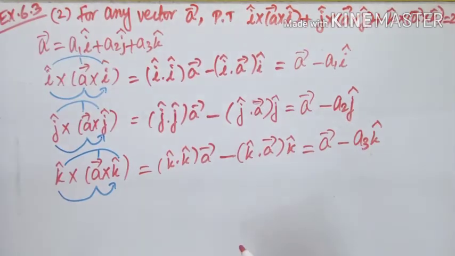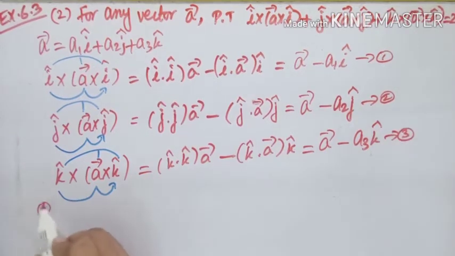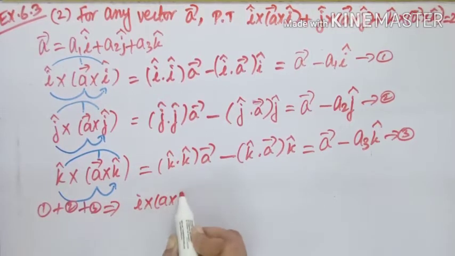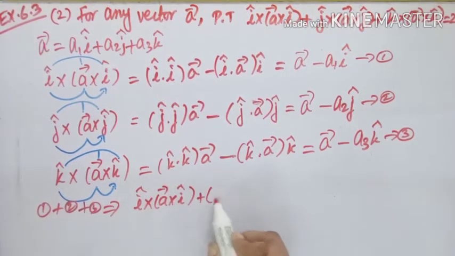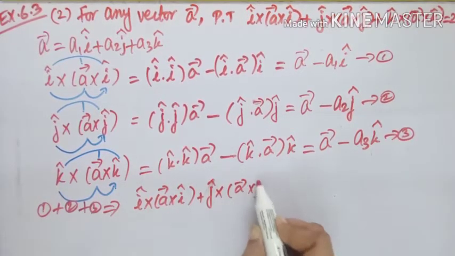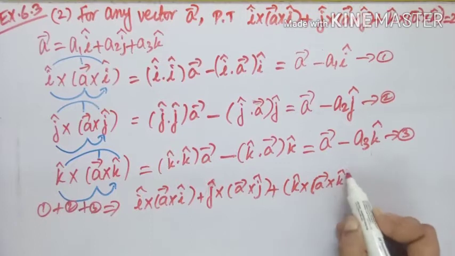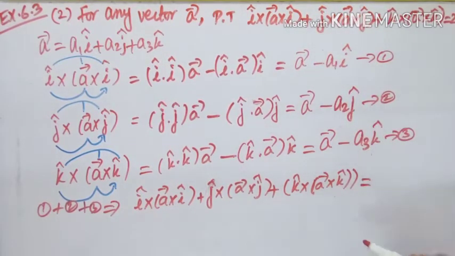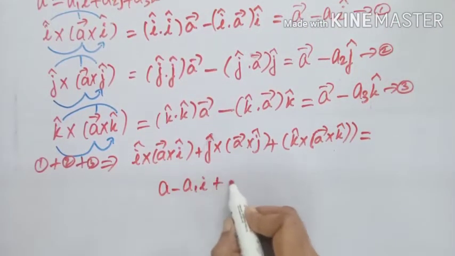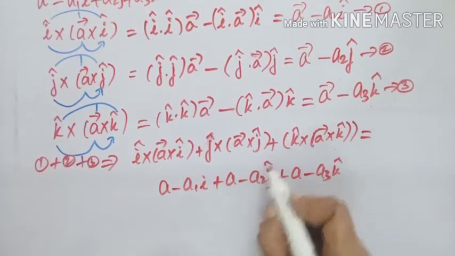Now I need to add it all. So this is 1, 2 and 3. So 1 plus 2 plus 3 gives me I cross A cross I plus J cross A cross J plus K cross A cross K equals, adding it all, it is A minus A1i plus A minus A2j plus A minus A3k.